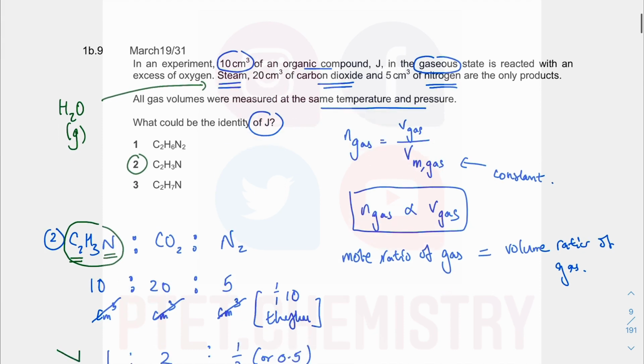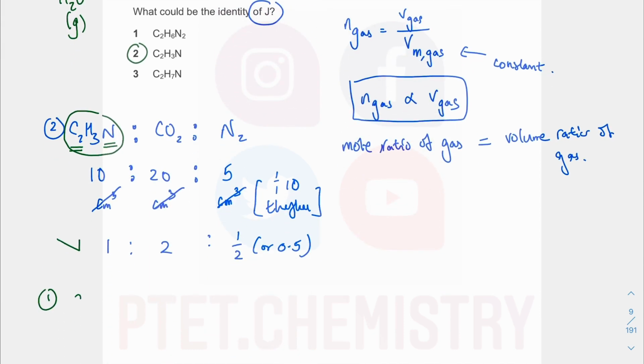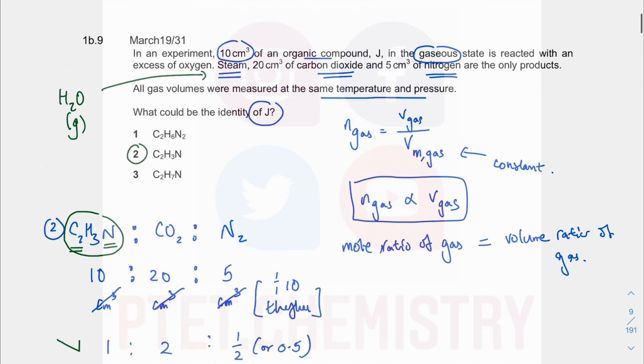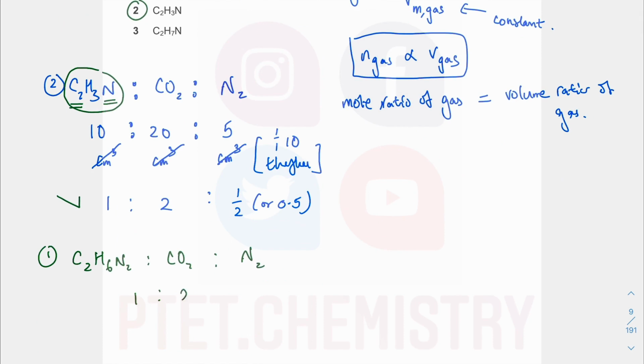So let's check for number 1. Number 1 will be C2H6N2. If we look at that, remember the volume ratio is the same because it's only given as one set of readings, right? They want us to find out which one could be the identity of J. So I have the same volume ratio as what I calculated before. There's no need for me to calculate it again. Instead, I'm just going to compare the formula.